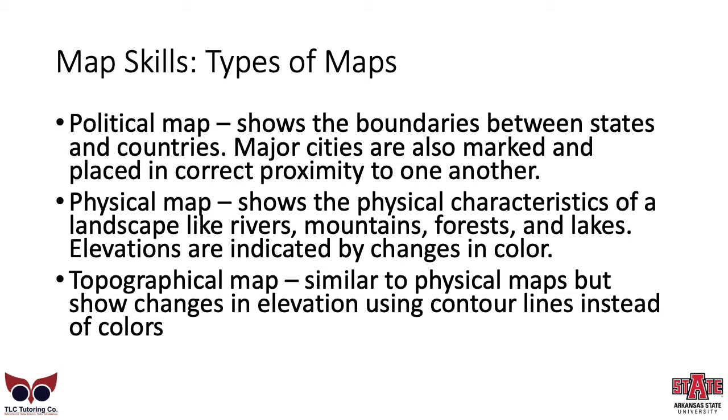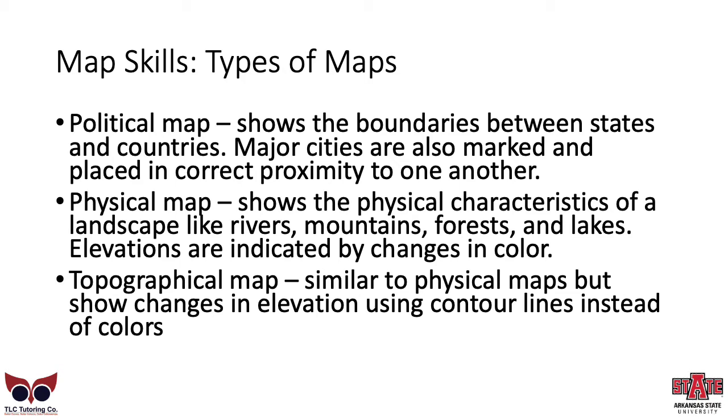It is important to remember that there are many different types of maps, and that each type of map can show a different type of data about the land that it's describing. A political map shows the boundaries between states and countries. Major cities are also marked and placed in correct proximity to one another.